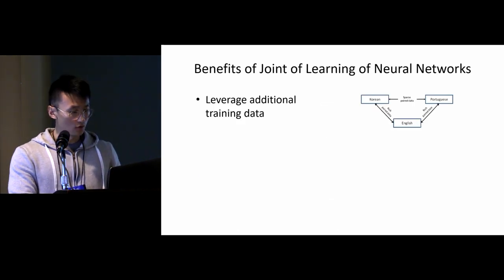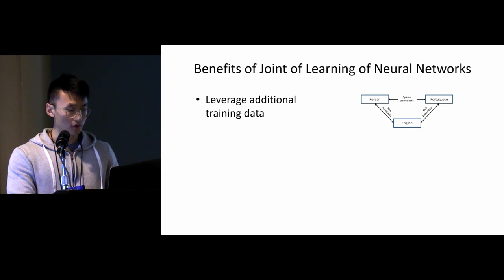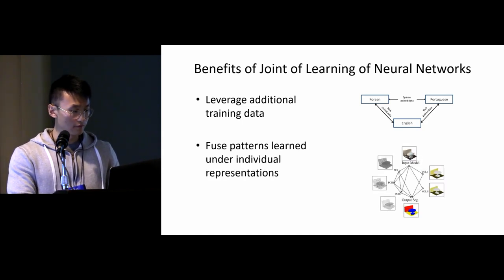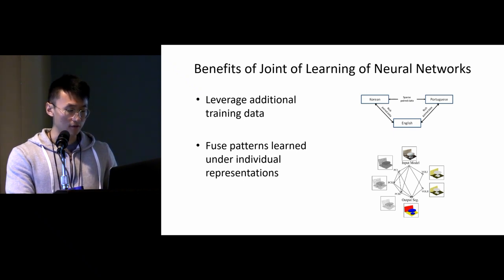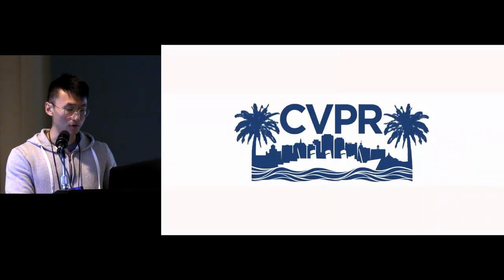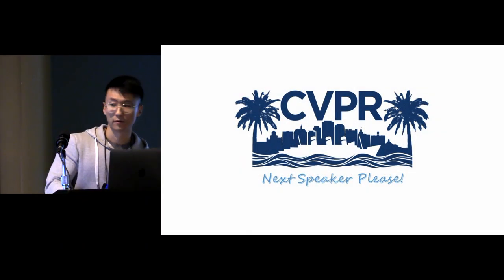So in general, we found there are three benefits of joint learning of neural networks, including leveraging additional training data using the path invariance constraint to fuse patterns learned on the individual representations, which is particularly useful in 3D data, and also leveraging additional unlabeled data for training neural networks.